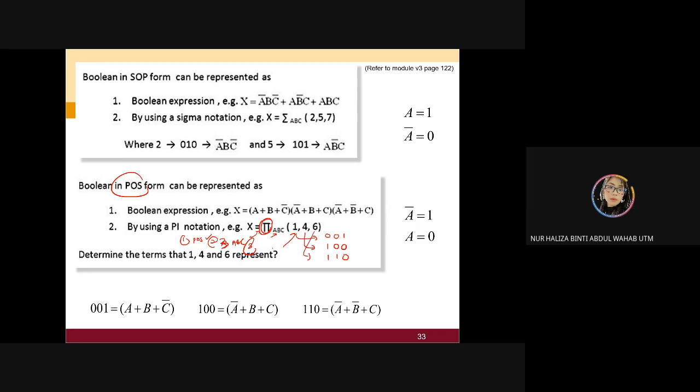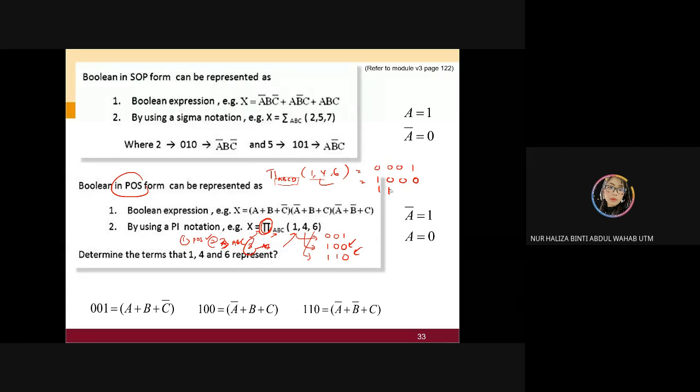If you have pi of A, B, C, D, you have 4 inputs. You put 1, 2, 4, 6. In this similar example, your binary will be 0, 0, 0, 1. It is not that you put 0 at the back; no, you need to put 0 in front. So for 4 here, it is slightly different. You get 1, 0, 0, 0.